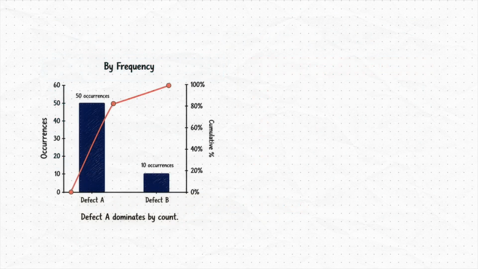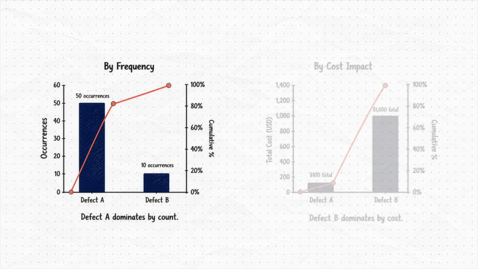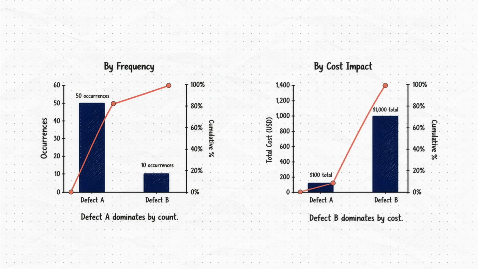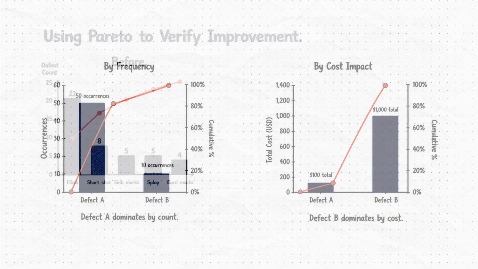You can also use a Pareto chart to analyze impact rather than frequency. If defect type A occurs 50 times at a repair cost of $2 each, and defect type B occurs 10 times at a repair cost of $100 each, the cost-weighted Pareto may look very different from the frequency-based one. Use whichever measure best reflects your actual business impact.